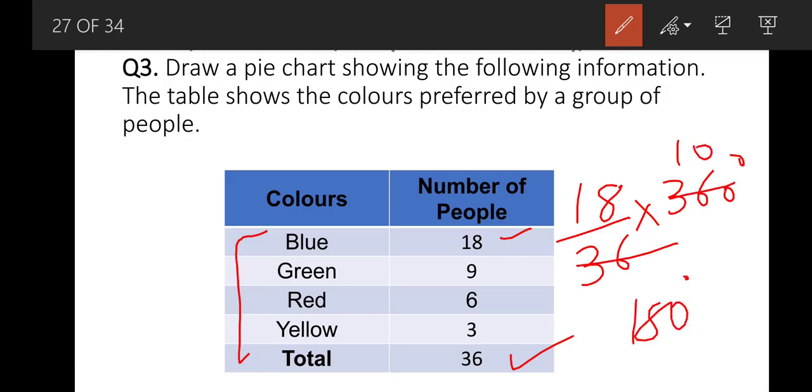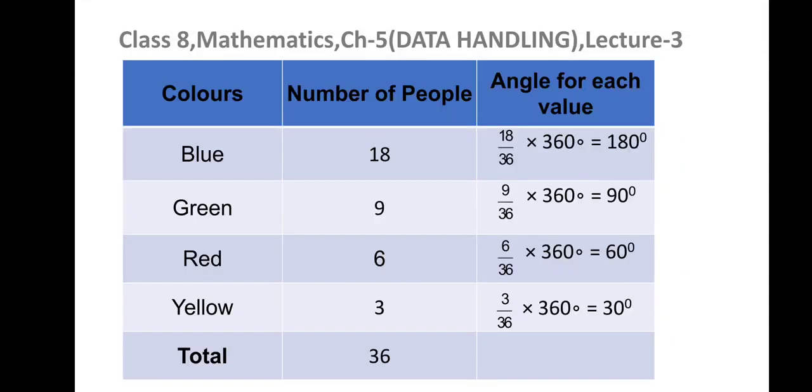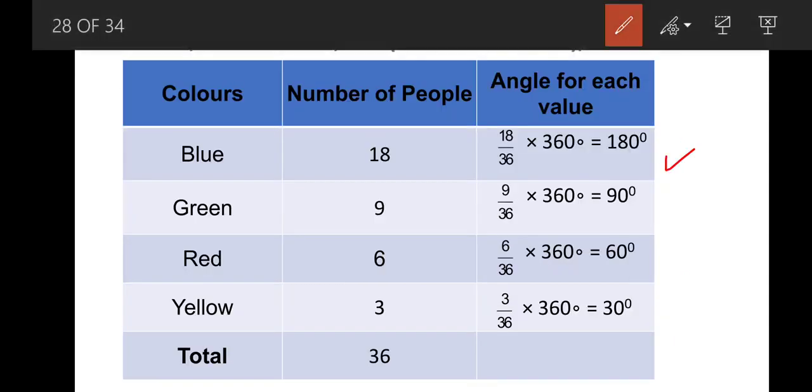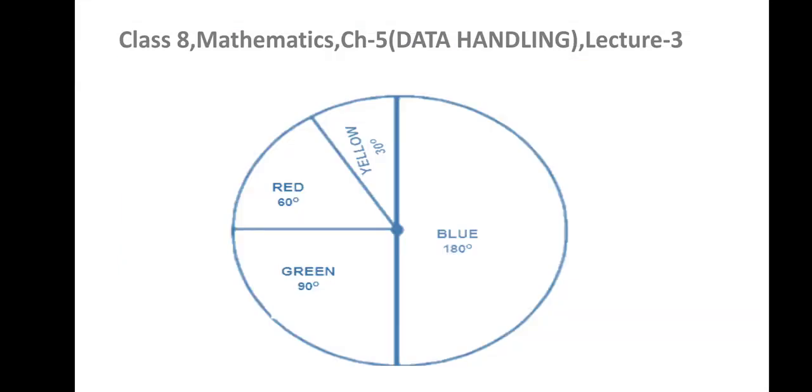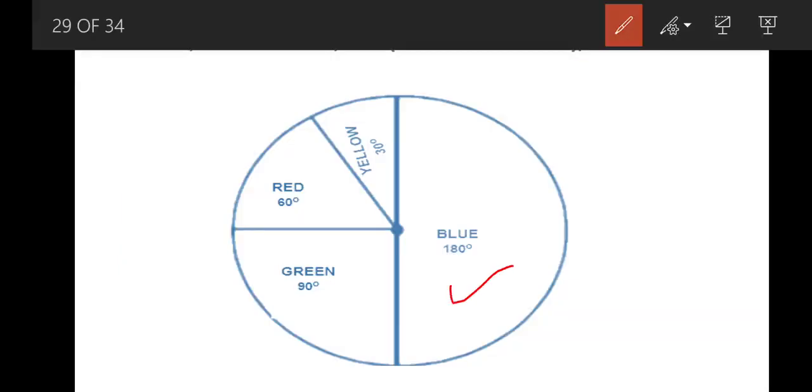Likewise, for green color, red color, yellow color, you are supposed to find the angles and then make a circle and then draw the angles using the protractor. This is the table. As I told you, for blue color it is 180 degree, for green 9 over 36 into 360, 90 degree. So this is the way you can find the angles for each value. As total was given to us 36, you can get the angles and make a circle of any radius. Start making the angles: 180 degree you have made first, 90 degree green, 60 degree, 30 degree. You can make the angles using the protractor.